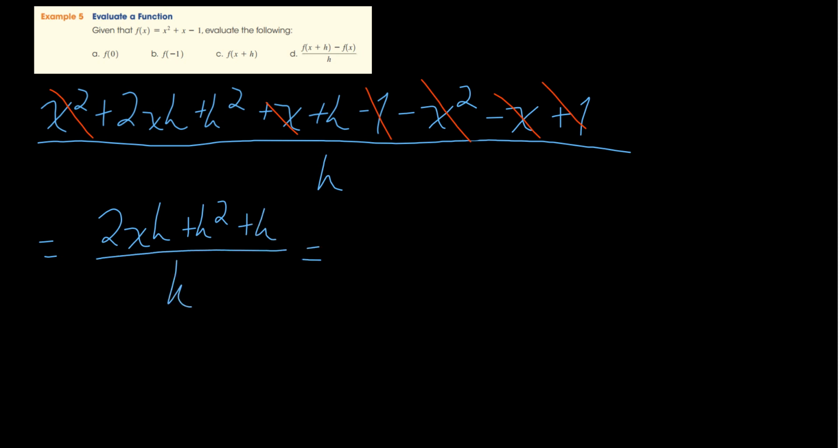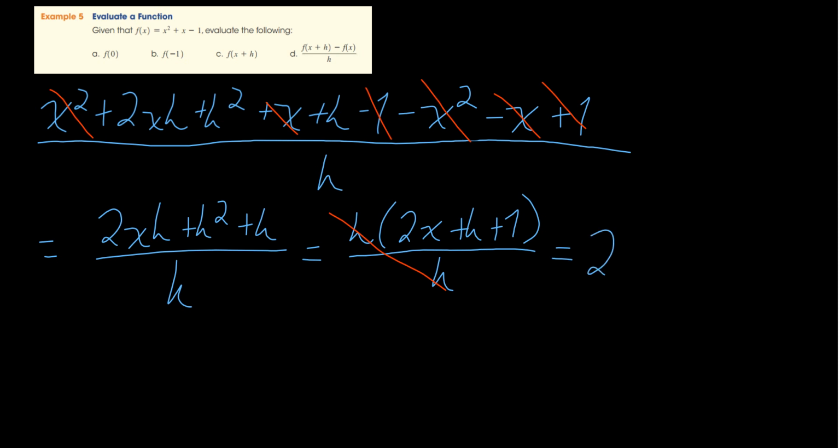And I've got an h in every single term here in my numerator, right? So I can factor an h out. So I factor an h out, and I've got 2x plus h plus 1 all over h. I know that these h's can cancel, so that means I've got 2x plus h plus 1, okay? And that was D. Big old doozy there, wasn't it?